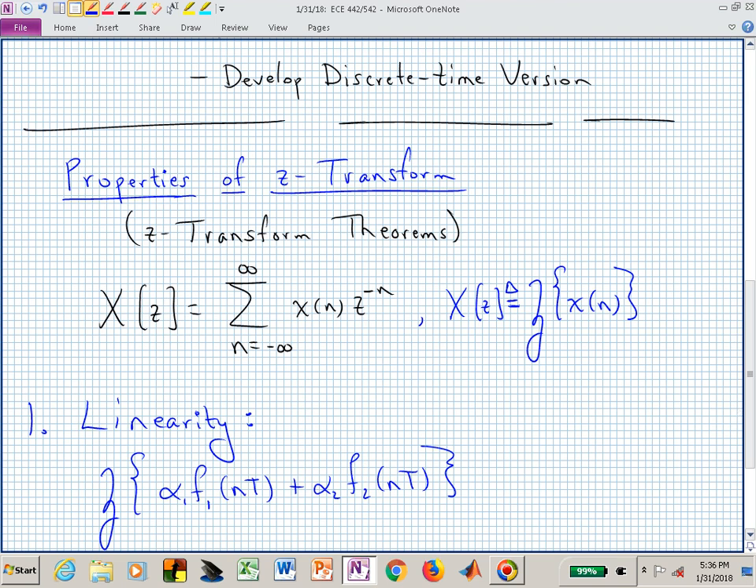Let's look at a property I'm labeling as the first property, linearity, and that's if you question?